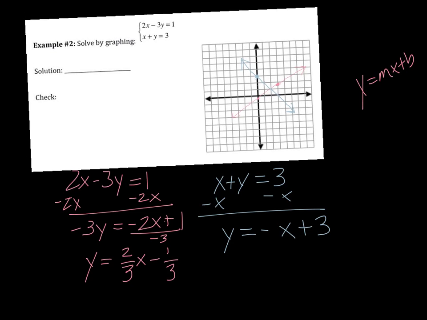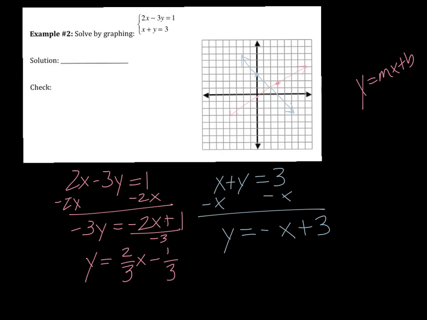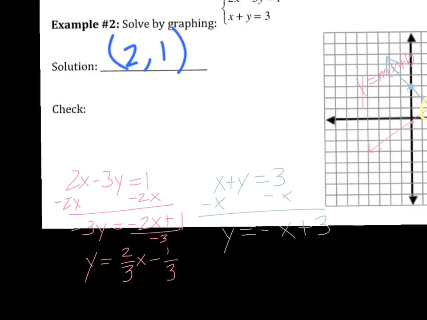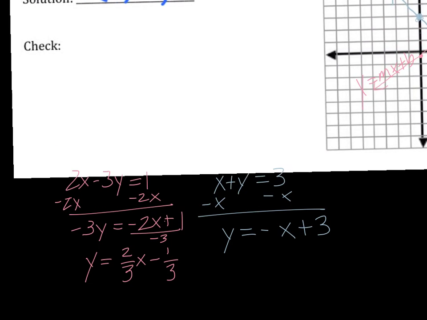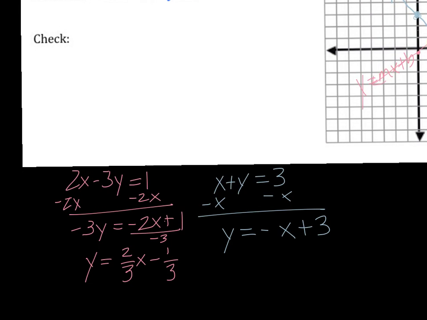So now looking at this, we can sort of see that our point of intersection is right there at, it looks like 2, 1. So the last thing we have to do is check it. So plug in 2 for x and 1 for y.